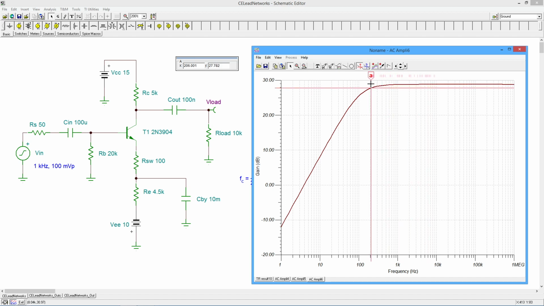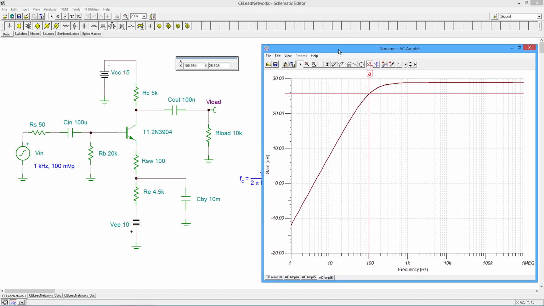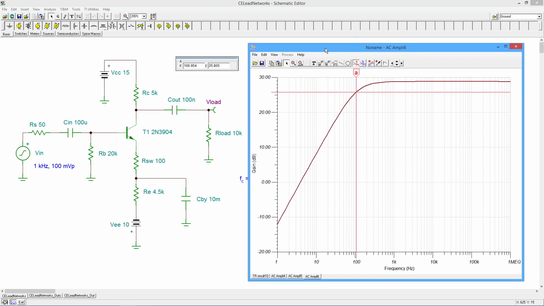Where does that occur? Right about there. Okay, 107, let's say, for our critical frequency, which is what we calculated through this equation. You can cross-check that yourself. So that works out pretty nice, right? That has a really good correspondence to it.